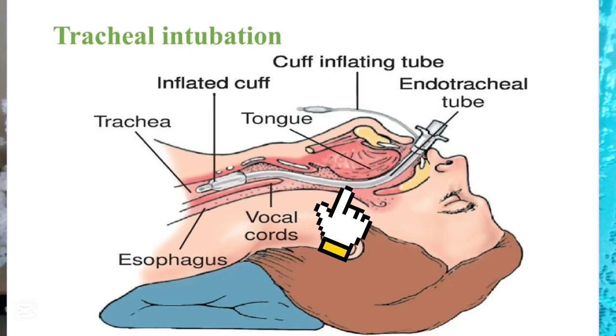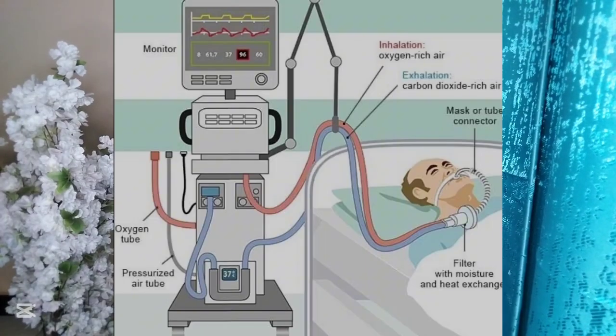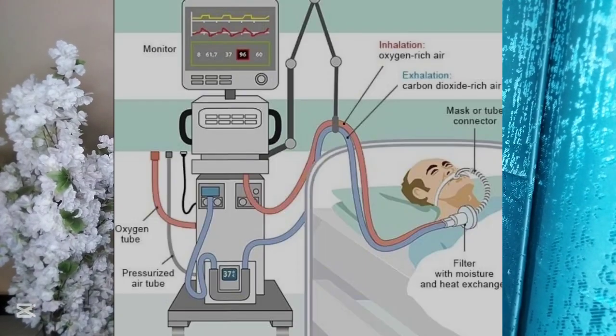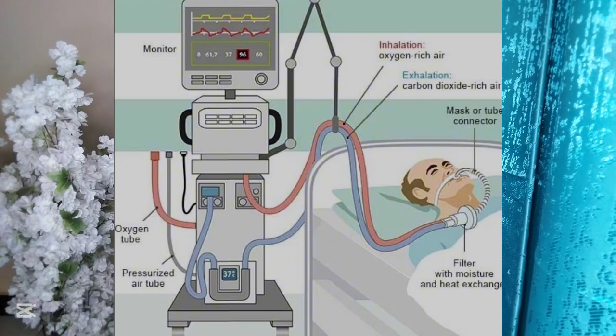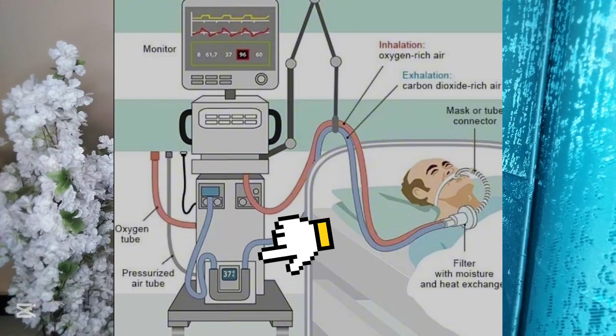Endotracheal tube intubation, by the way, is a medical procedure that entails placement of a tube called the endotracheal tube in the trachea, the windpipe of a patient. While mechanical ventilation is when a patient is assisted to breathe, and this is usually by the aid of a medical device called a mechanical ventilator. The mechanical ventilator takes oxygen into the patient's lungs and it removes carbon dioxide from the patient's lungs.